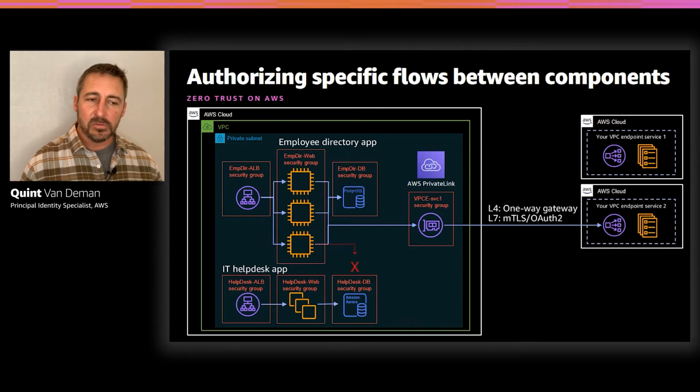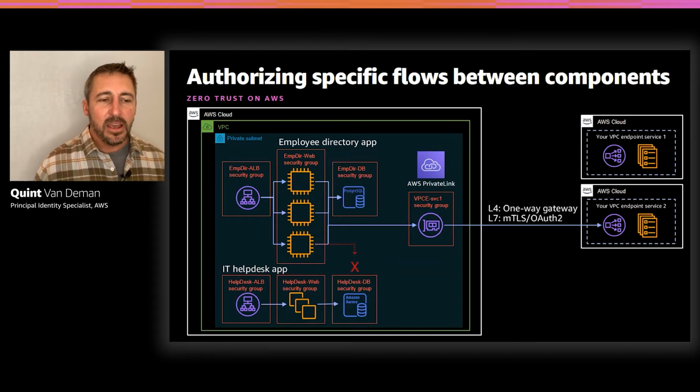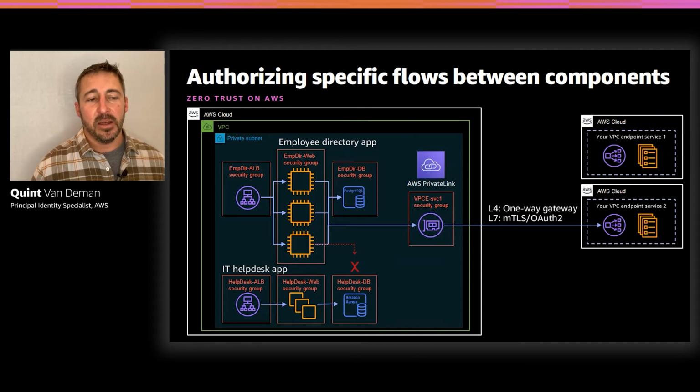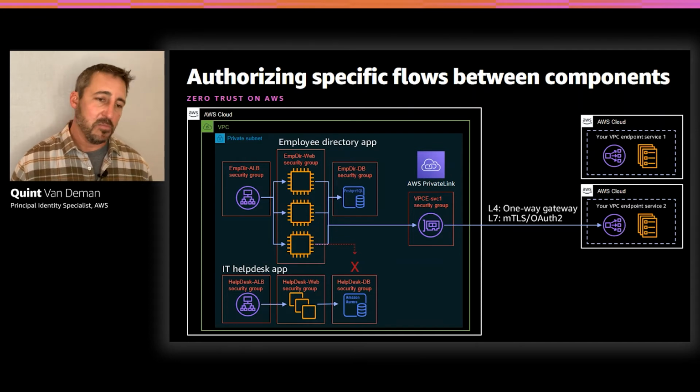Again, all of that is programmable. It's very dynamic layer 4 networking. And then on top of that, I might do layer 7 identity techniques like mutual TLS, like OAuth 2, maybe even a combination, right?